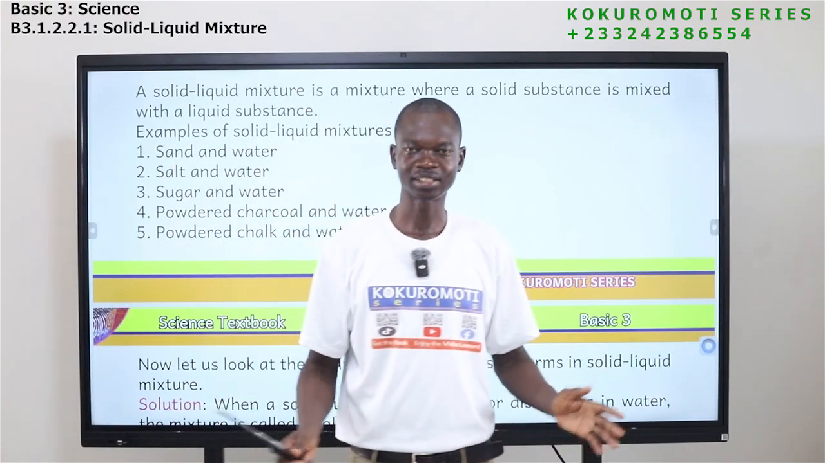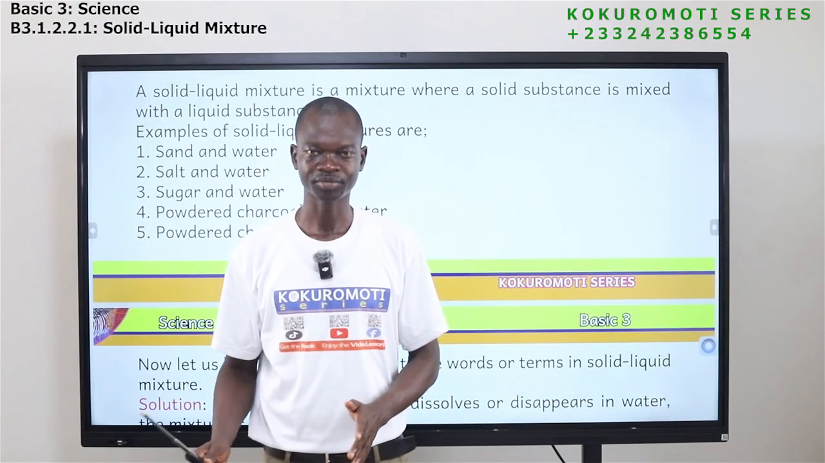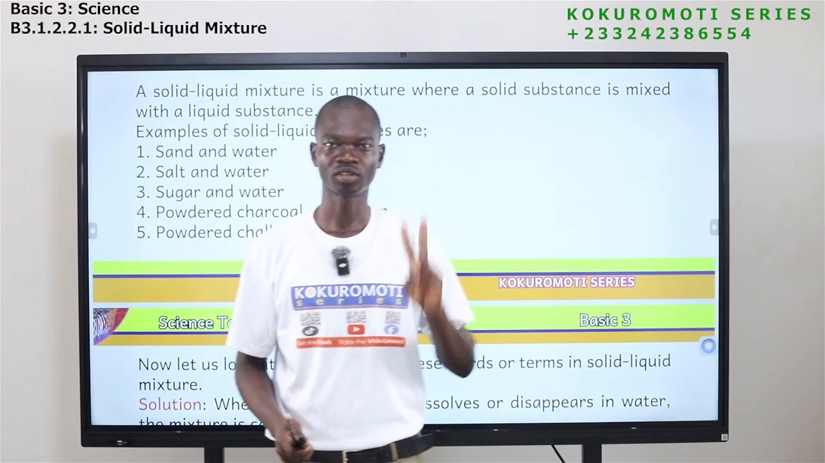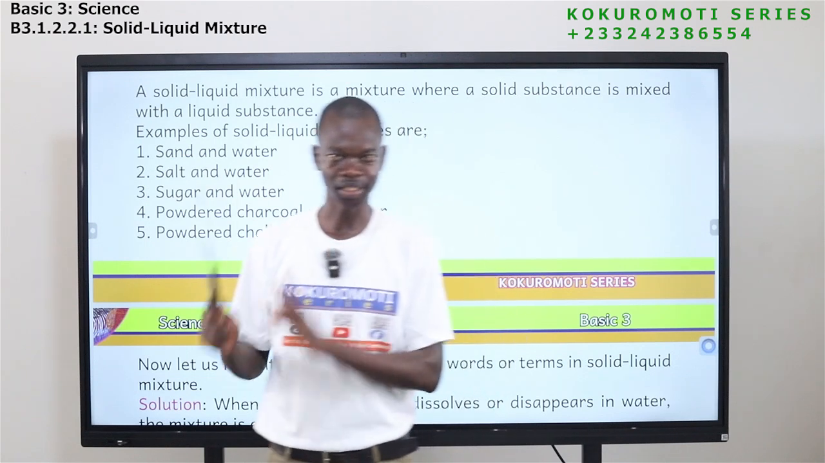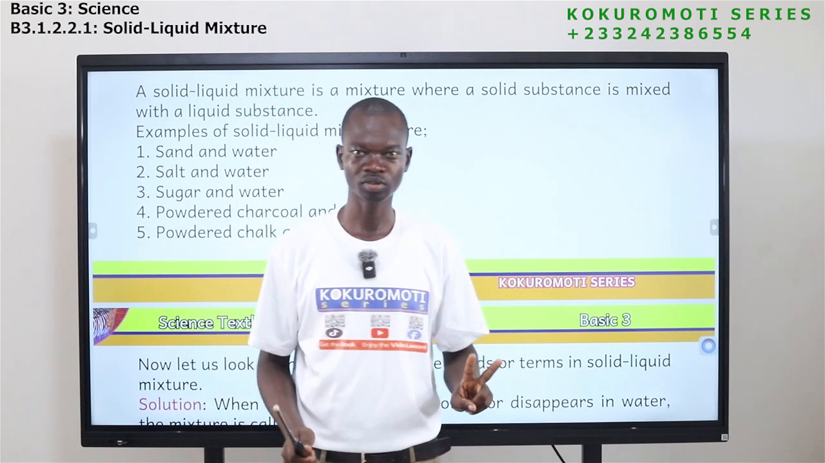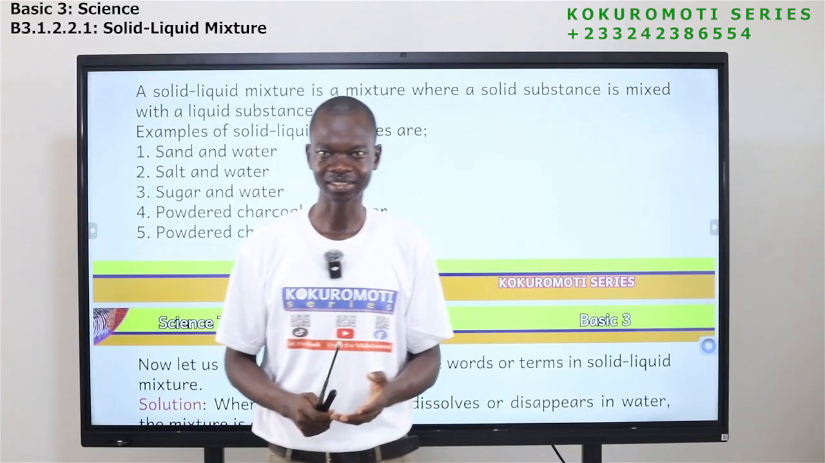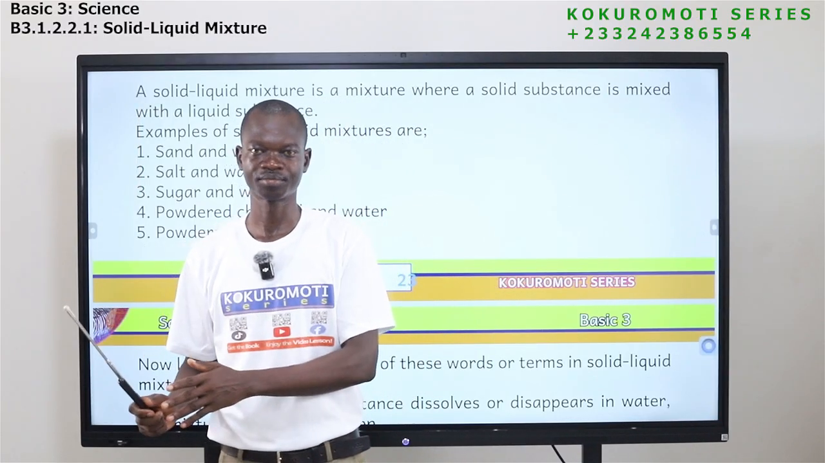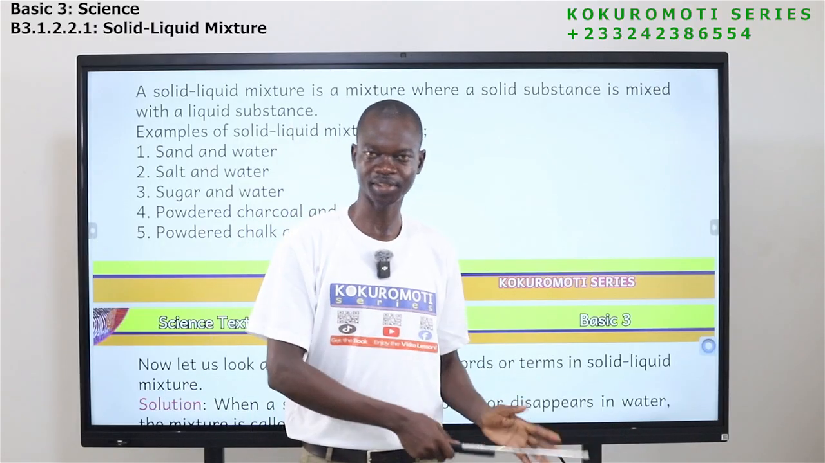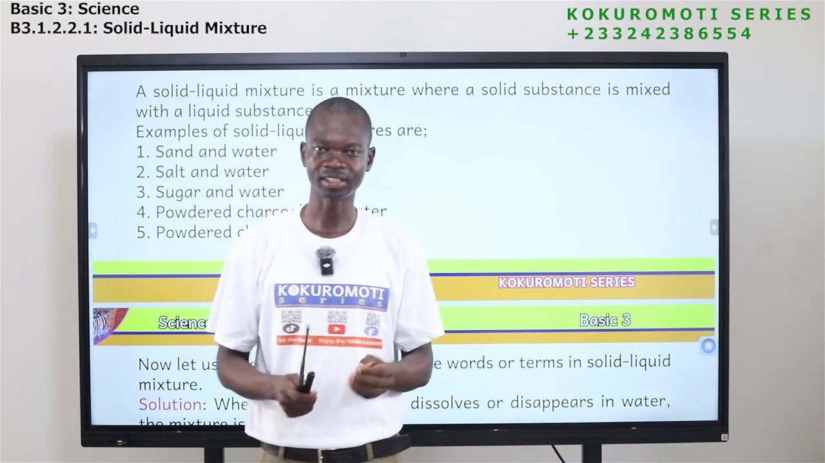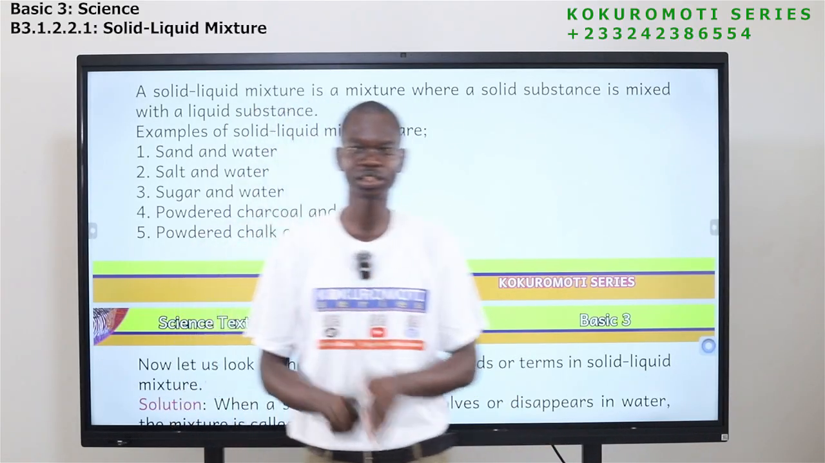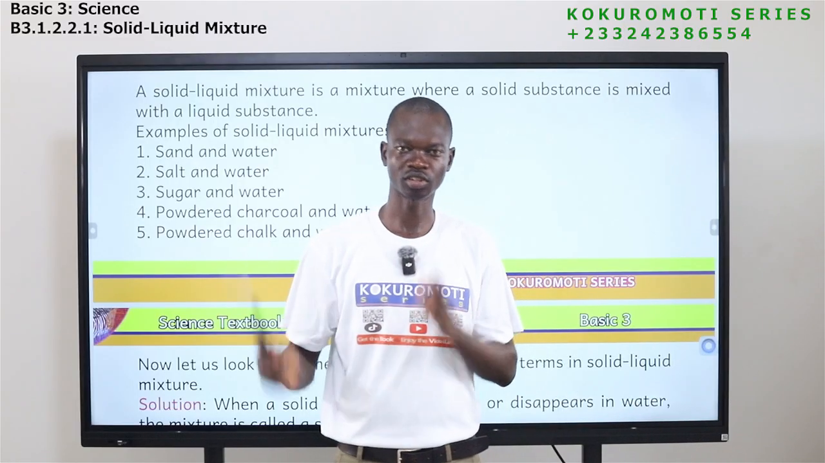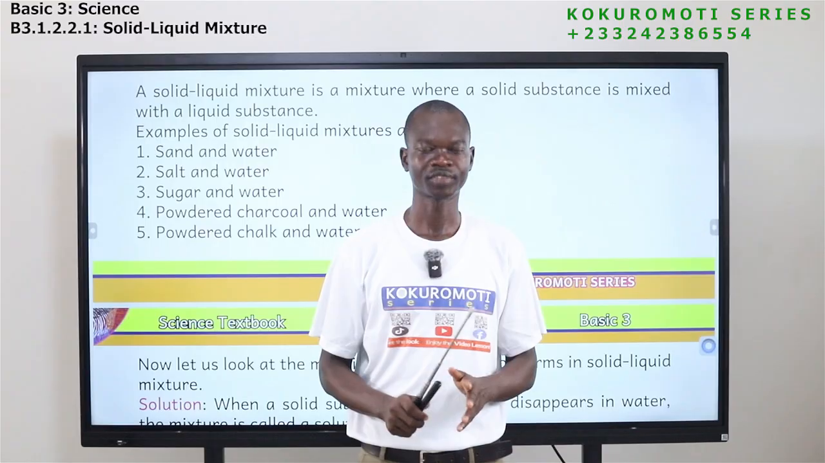I've explained to you that a solid liquid mixture contains two components, or two constituents. That is solid and what? Liquid. So any object in a solid form, if you mix it with any object in a liquid form, that mixture is called solid liquid mixture. Okay.